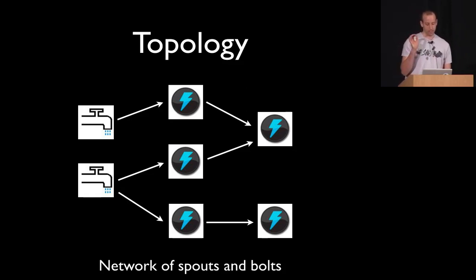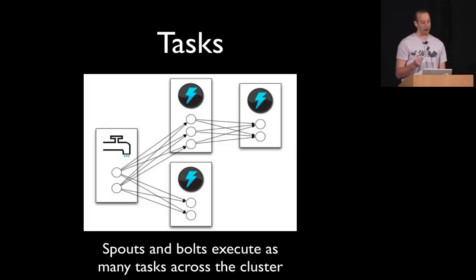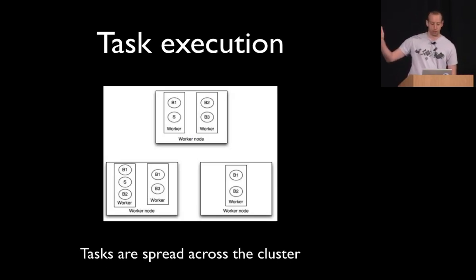Now, the key to Storm is that spouts and bolts are inherently parallel. They execute as many tasks across the cluster. So if you look at a topology as it's executing, it looks something like this. Every little circle there is a task running somewhere on the cluster. And the tasks communicate directly with each other by passing messages around. So the spout on the left has 2 tasks, the bolt on the top has 3 tasks, and the other 2 bolts have 2 tasks.